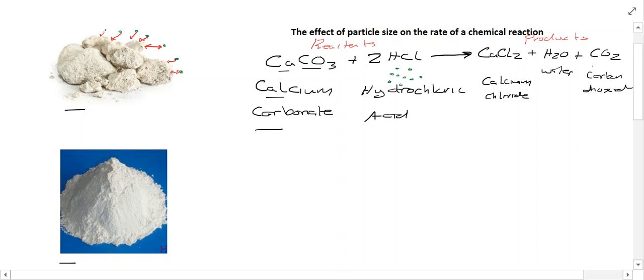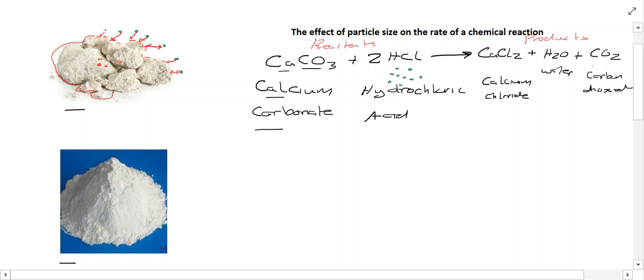So when we have big chunks like this, the rate of reaction is going to be slower, because the hydrochloric acid can only really react with the calcium carbonate particles that are on the surface. Within the body of the chunk, there's calcium carbonate, but it's shielded or protected from coming into contact with the hydrochloric acid because it's inside the particle. So the bigger the particles, the less surface area, if you like.